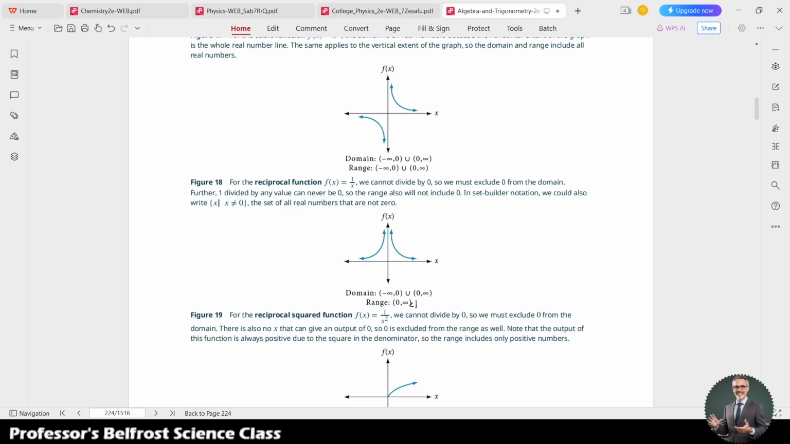This is the domain. How about the range? The range never goes below 0. So 0 is the minimum value. So 0 to infinity. Great.